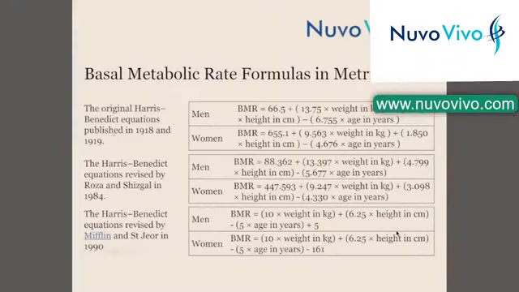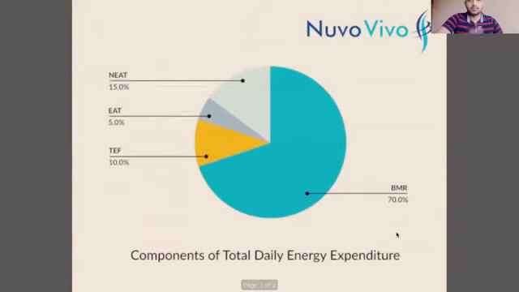Okay. So let me share my screen with you to explain something. Right. So this is the total daily energy expenditure. BMR, if you notice, is a substantial portion of your calorie expenditure, roughly around 70%. Of course, these numbers are indicative, okay? 10% is TEF or the thermic effect of food. 15% is NEAT, non-exercise activity thermogenesis. Exercise activity thermogenesis is 5%.